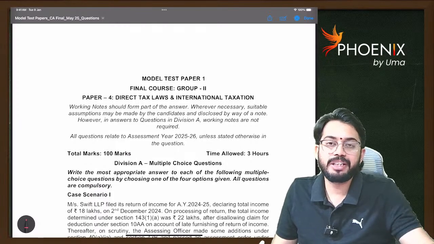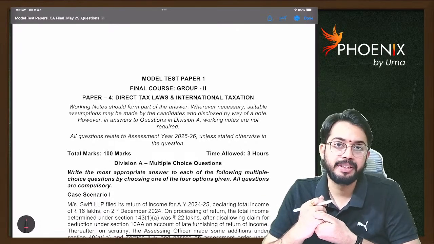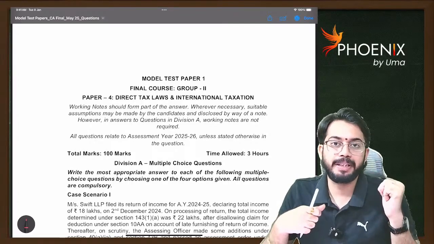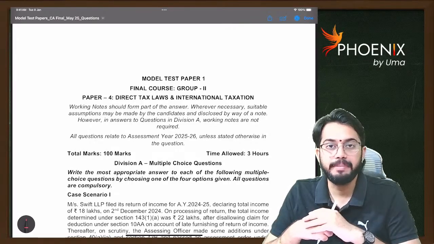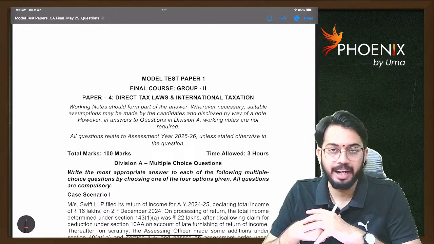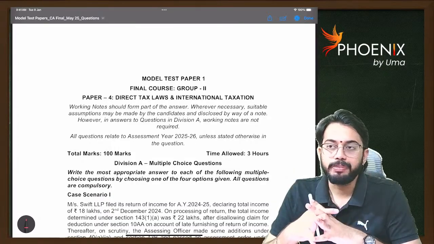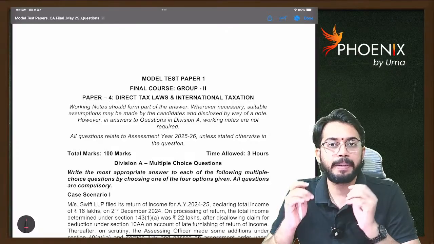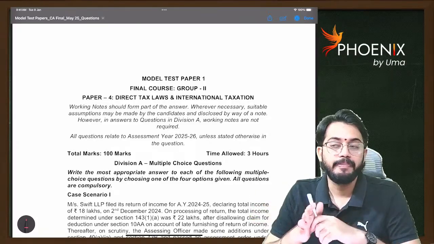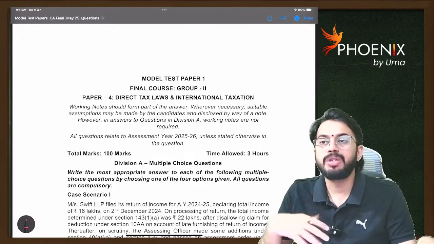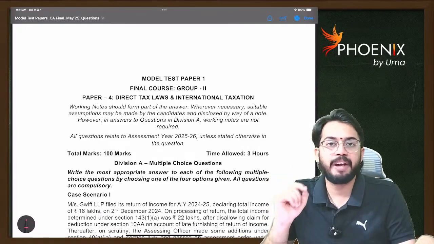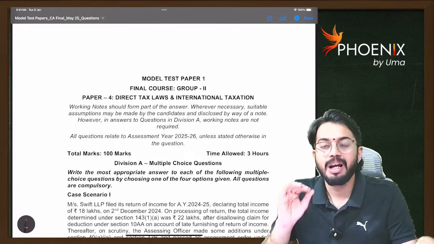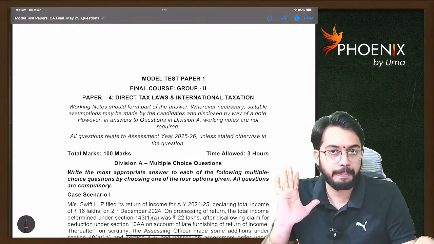From today onwards, we will discuss model test papers. I will discuss 6 model test papers, 2 mock test papers and 1 RTP applicable for September 2025 attempt. Many of you will go to exam without practicing these. My kind request, those who are failing repeatedly in CA final direct taxation, please listen to these model test paper videos, mock test paper videos and RTP videos.